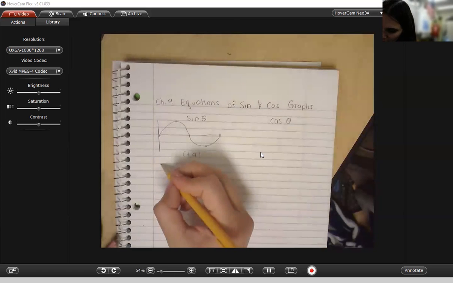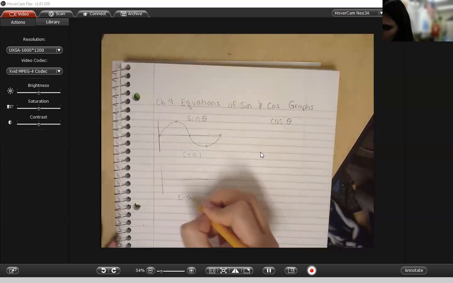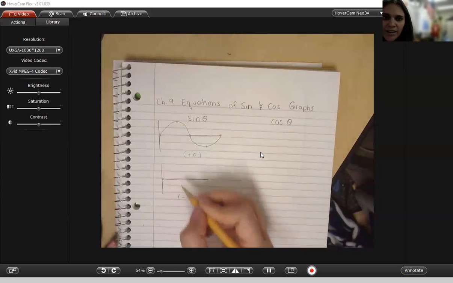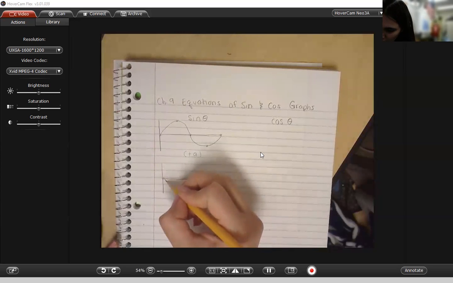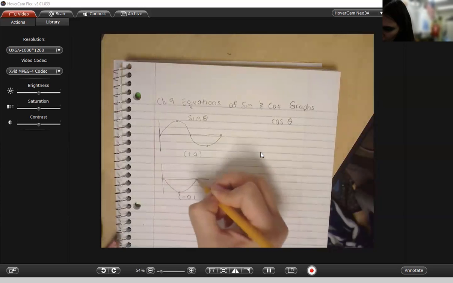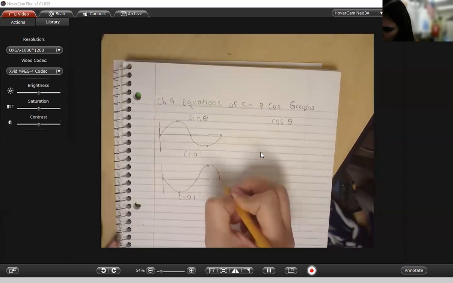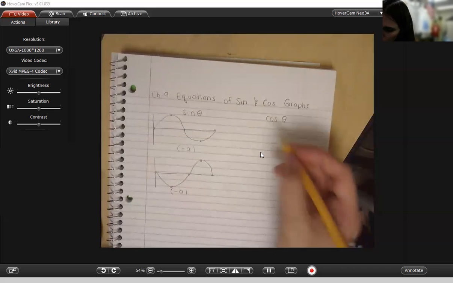If we have a negative a value, we'll still start at the midline. Sine starts at the midline, and we will start going down. So we'll hit the minimum, and then back to the midline, and then up to the maximum, and then back down to the midline. So sine starts at the midline. Cosine.